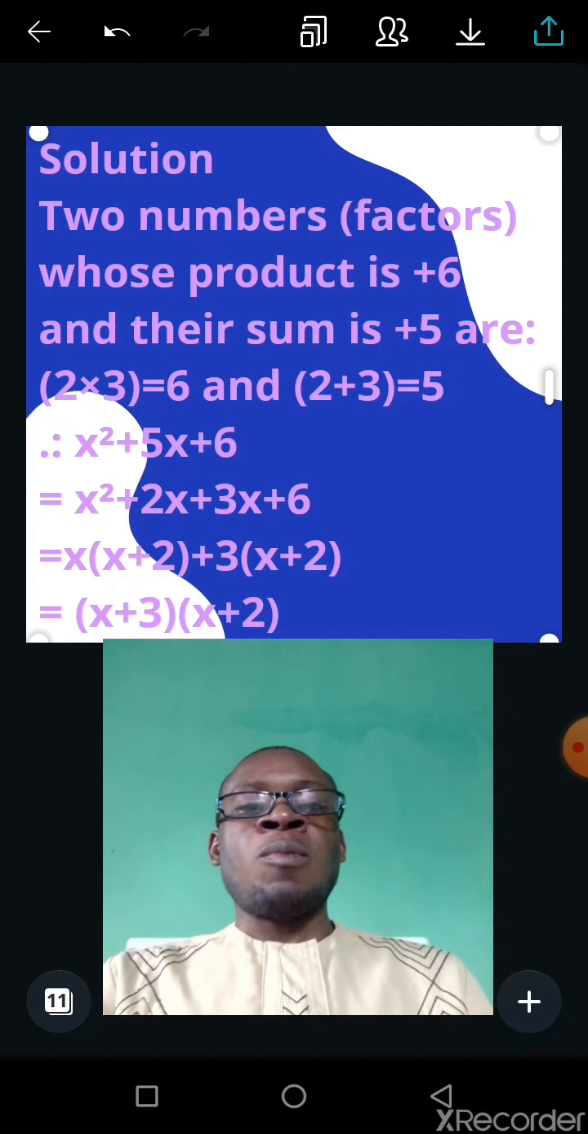What is the highest common factor? The highest common factor there is 3. You now divide by 3. 3 divided into 3x gives you x. 3 divided into 6 gives you 2.